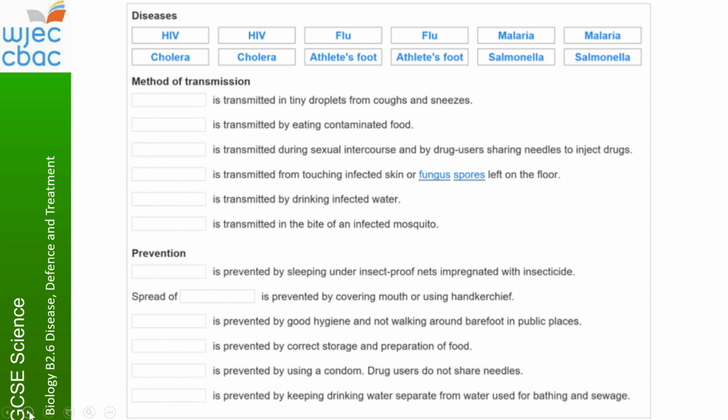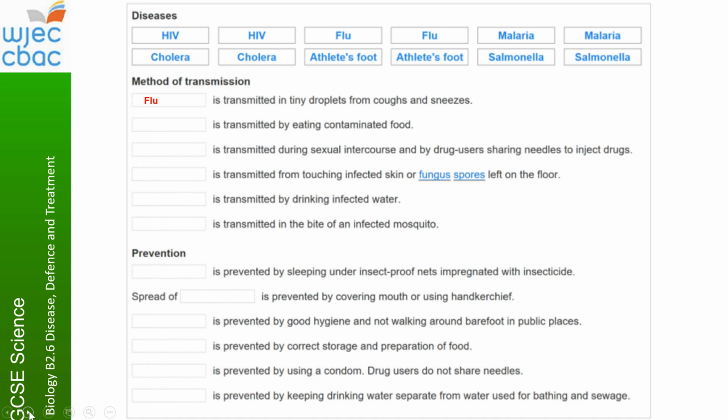So in your booklet, on one of the pages, there is this particular sheet. It's got at the top of the page in blue some names of some diseases. And I just want to see if you can match them up with the method of transmission, in other words, how they spread, and the prevention, okay, to prevent people catching these. Pause the video and see if you can fill this in.